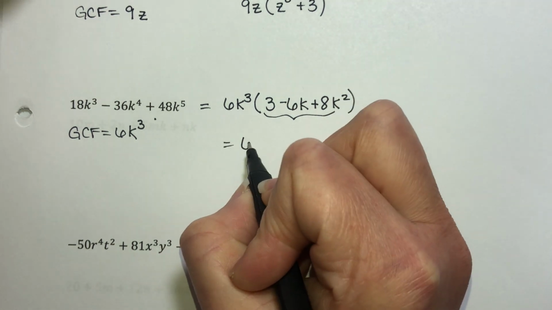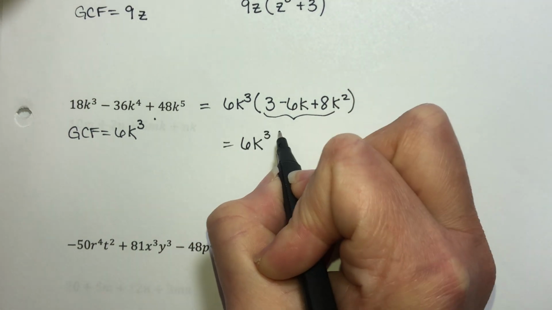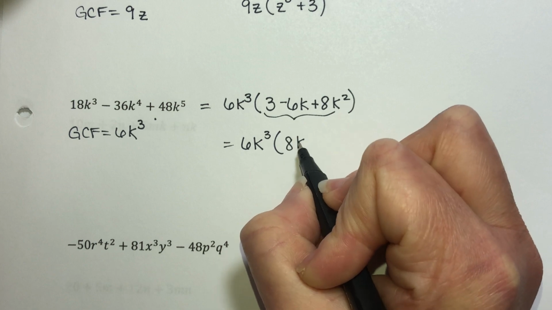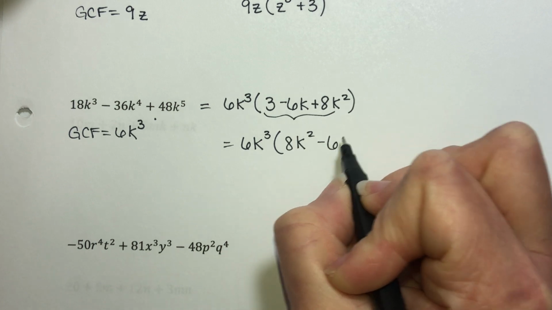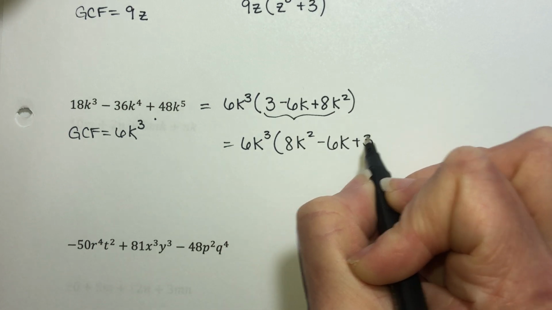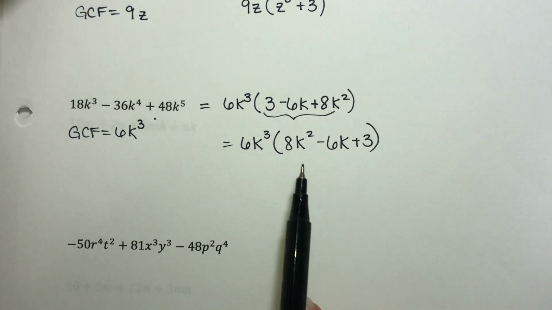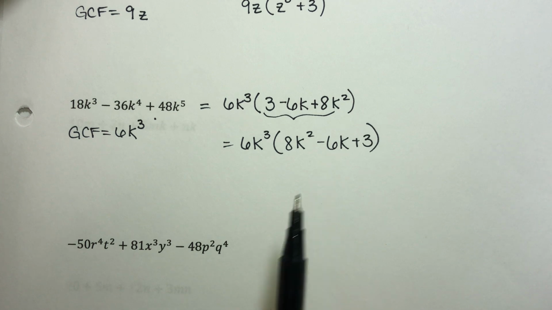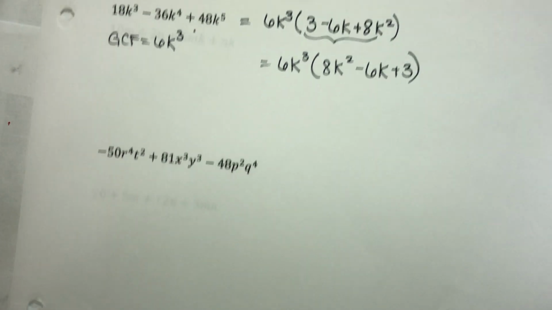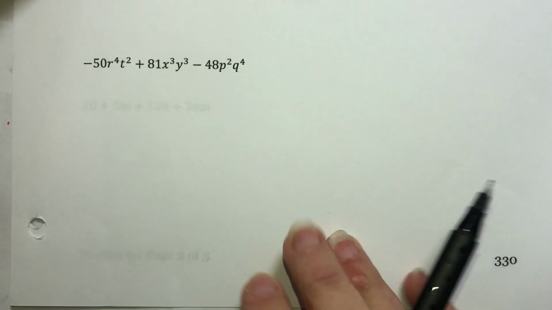So your better answer would be like this, to put them in descending power order. The computer is less picky about this in this chapter, but still, this is your better answer. Okay, so let's check out this one.